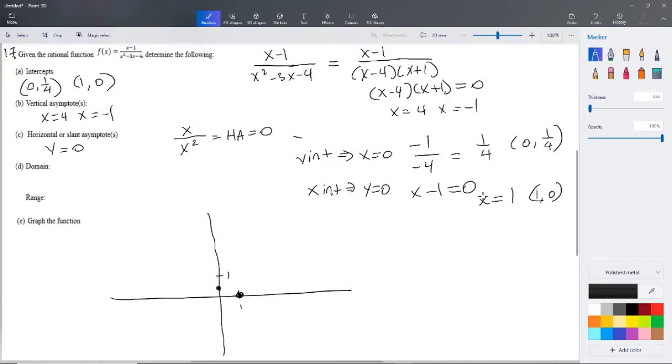I also have vertical asymptotes here at 4 and at negative 1. So 2, 3, 4. Remember, that's a dashed or dotted line at 4. And then we have one at negative 1 as well.